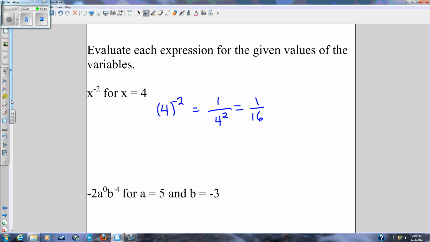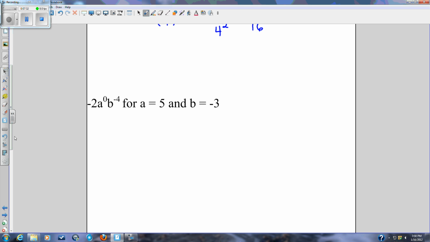Next problem. We have negative 2, a to the 0, b to the negative 4, which we want to evaluate for a is equal to 5 and b equals negative 3. So we have negative 2 times 5 to the 0 power times negative 3 to the negative 4. Now, the negative 2 is not an exponent, so we're just going to leave that right where it is. 5 to the 0 is equal to 1. Anything raised to the 0 power equals 1.